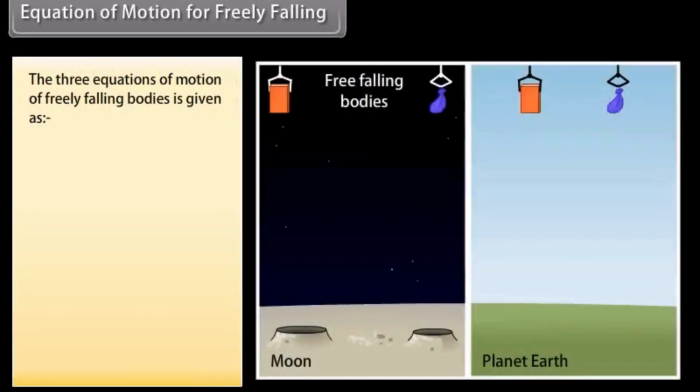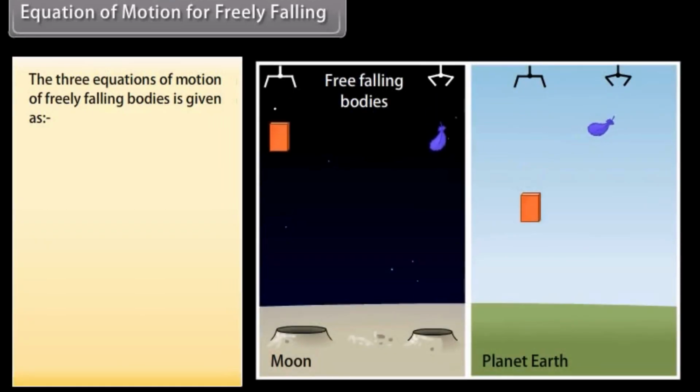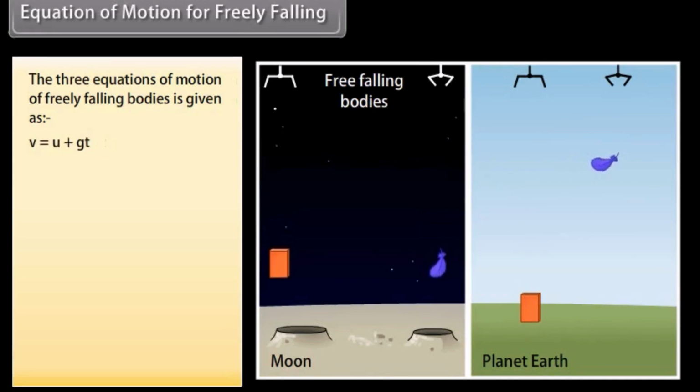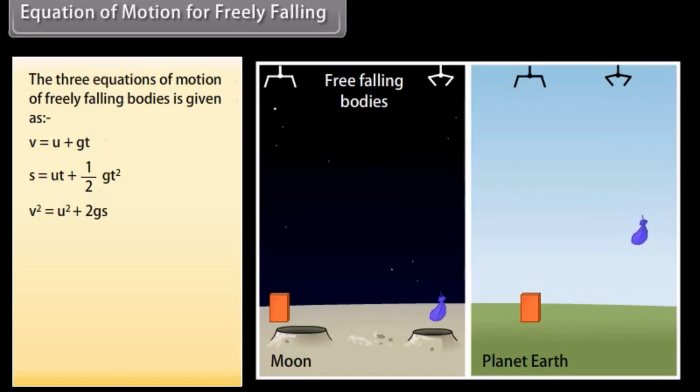Equation of motion for freely falling bodies. The three equations of motion of freely falling bodies are given as v = u + gt, s = ut + 1/2 gt², v² = u² + 2gs.